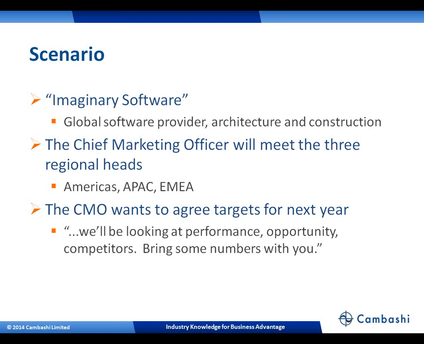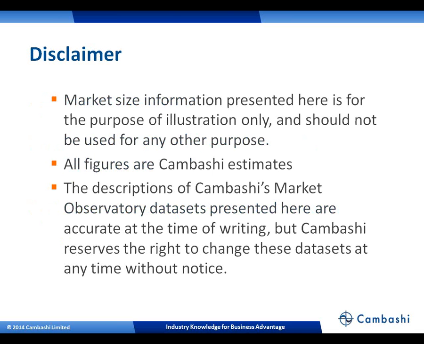And I'll also put together a hypothetical data set of revenues for Imaginary, which, as you can tell by the name, is fictitious. Its performance data has nothing to do with any existing business. So I need to keep the lawyers happy with a disclaimer. The purpose of the data here is only to illustrate the scenario. The numbers are Cambashi estimates, and of course the observatories are changing and developing all the time.